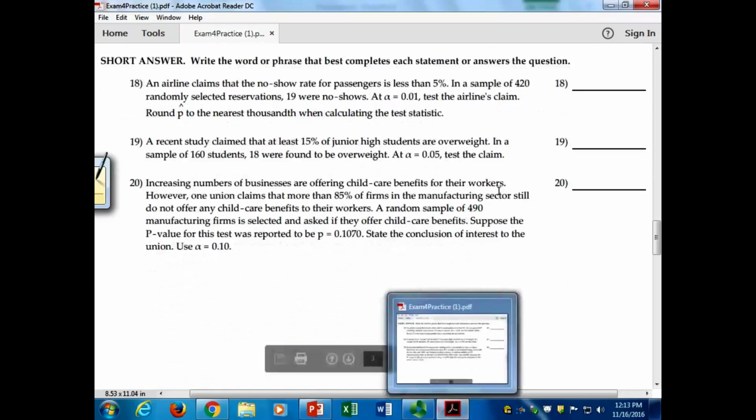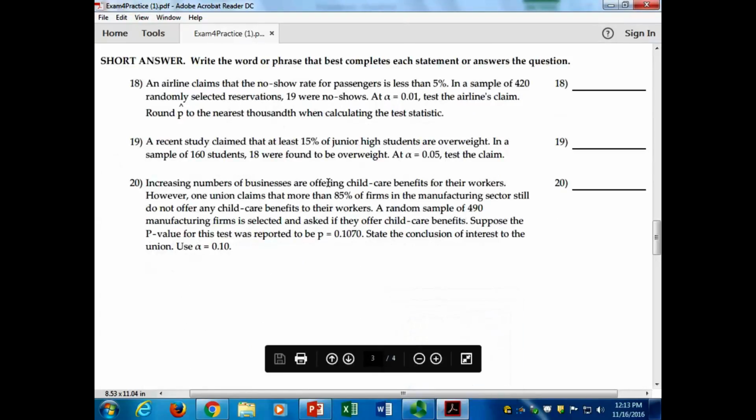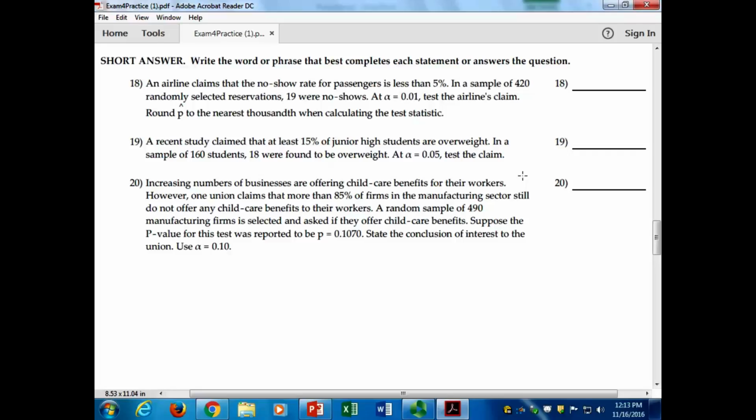All right. So these last three are not multiple choice. I might give you a couple hypothesis tests that aren't. So let's see. An airline claims that their no-show rate for passengers is less than 5%. And so they did a sample. So at the 1% alpha level, can you actually test that claim?